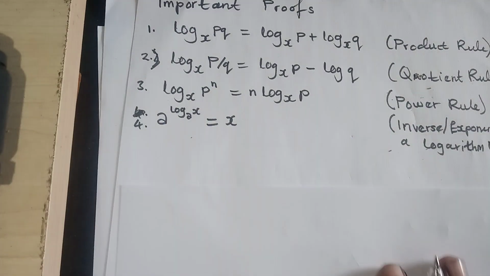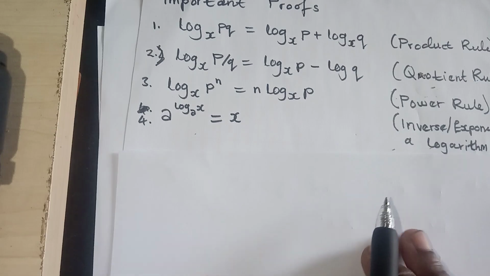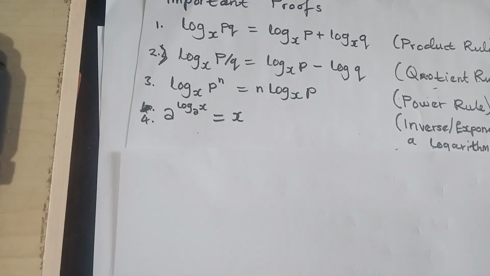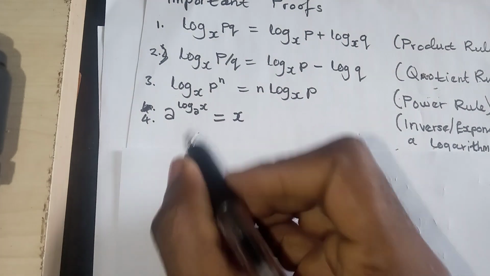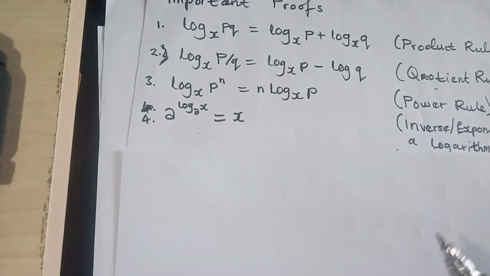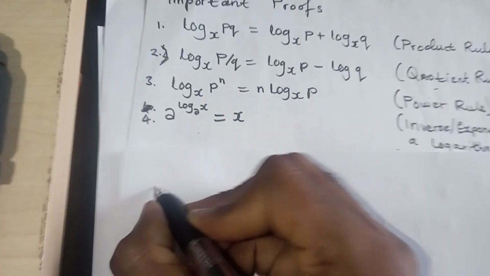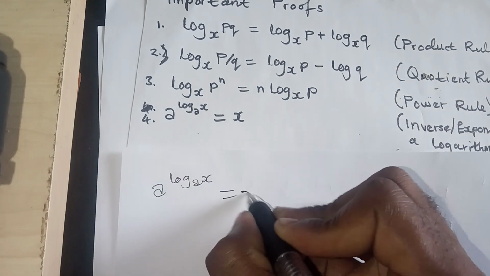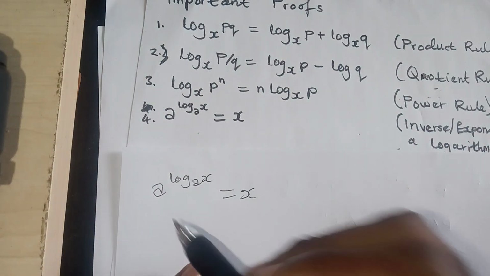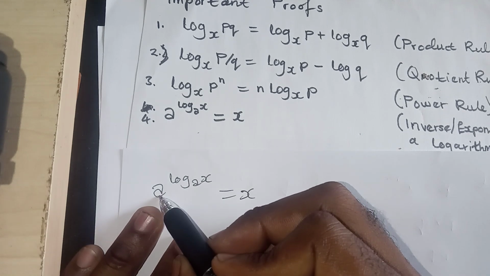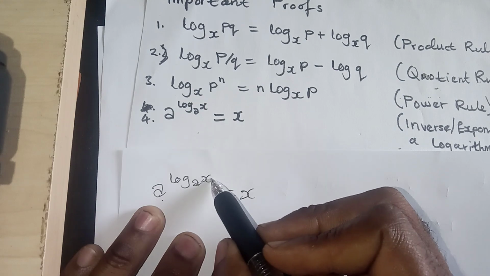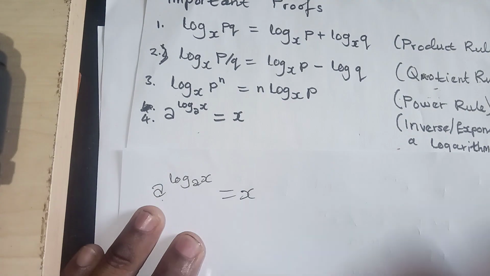Last one. This is equally useful, especially in IB mathematics, A-level mathematics, and other higher level mathematics. So when you have a to the power log a of x, and this is equal to x, in short, every time you have a raised to the power log a, as long as these two are the same, then your answer is just x, whatever this is.